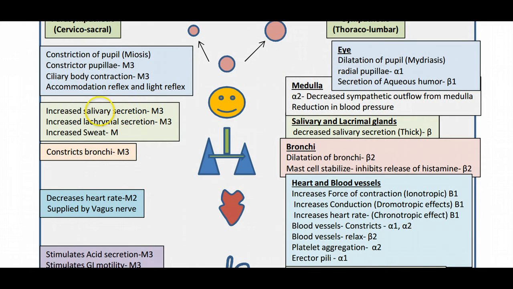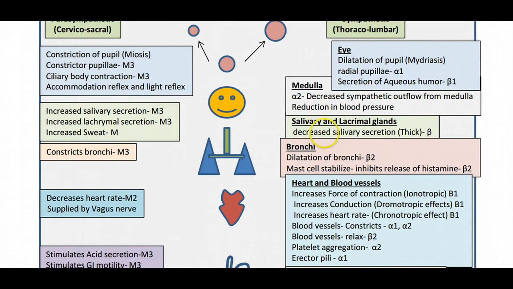Now let's see the effects of the parasympathetic system on the salivary glands and various GI glands. All the GI and salivary glands, including the lacrimal glands, have M3 receptors. And whenever M3 receptors are stimulated, they cause increased secretions. For example, increased salivary secretions, increased lacrimal secretions, increased sweat gland secretions, and not only that, it also stimulates acid secretion.